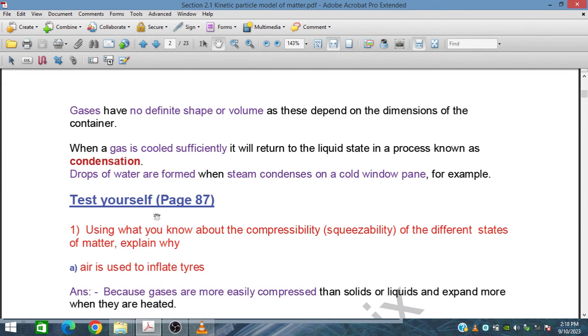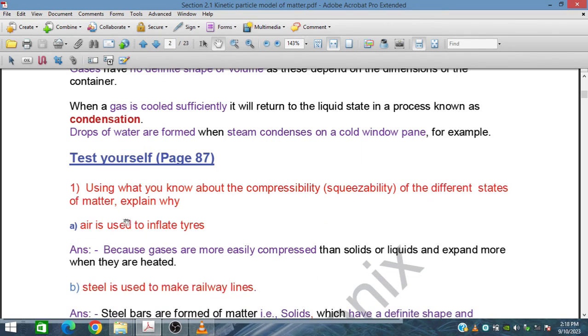This is a test yourself on page 87 from the Tom Deacon and Heather Kennett book of O-level physics. The first question: using what you know about the compressibility of the different states of matter, explain why air is used to inflate tires. Gases are more easily compressed.